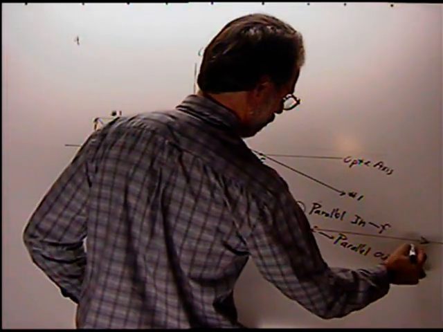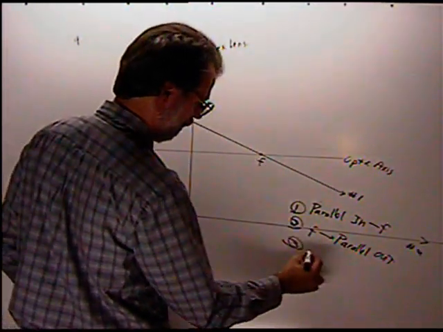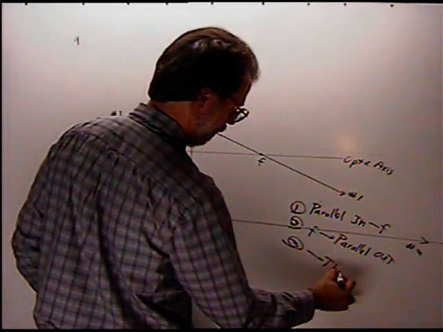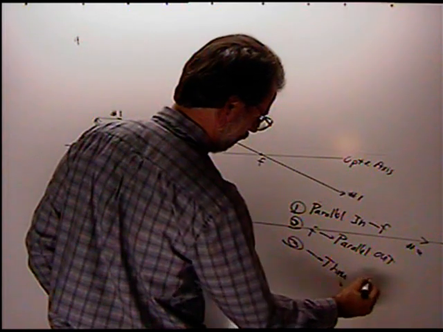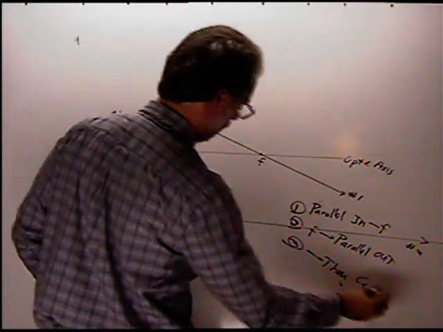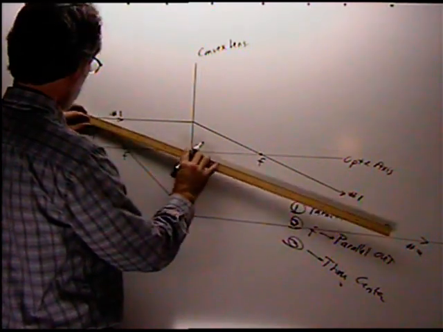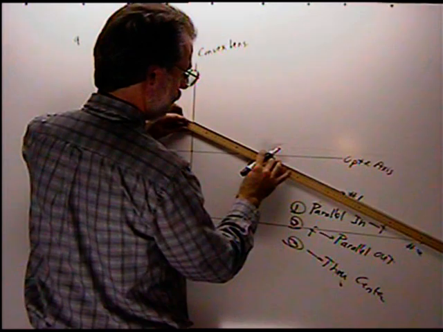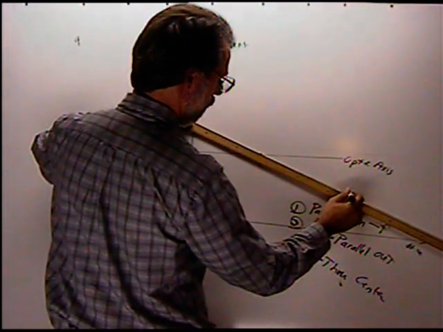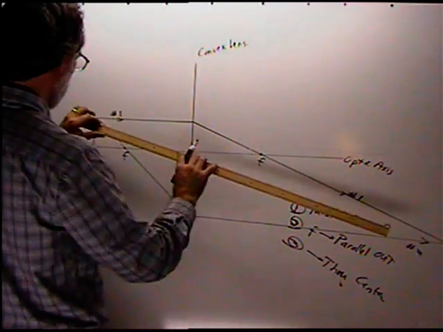Parallel out. Here's ray number 2. And number 3 is through, whoops, through the center of the lens right here. And you can kind of see where these are going. In fact, I'm going to extend ray number 1. There's ray number 1. Looks like it's meeting way over there.